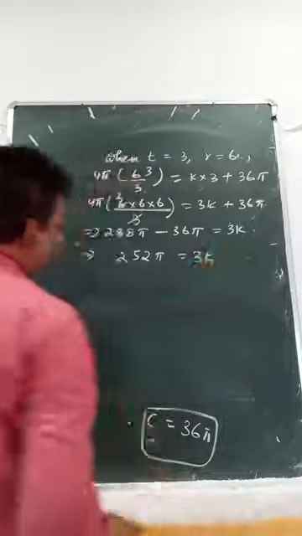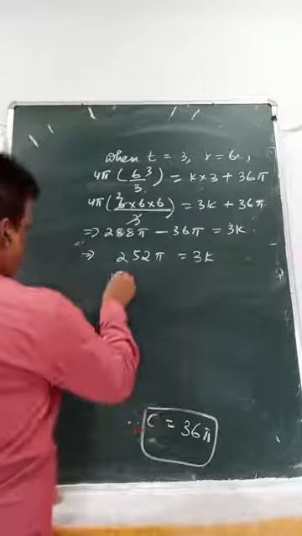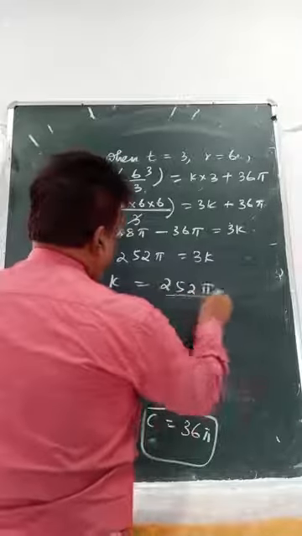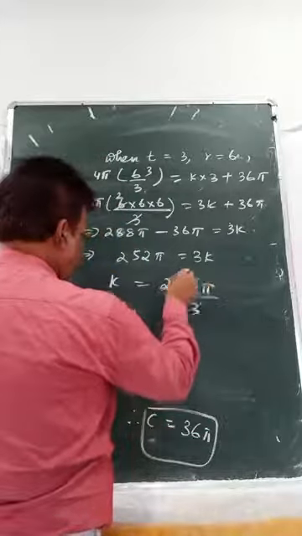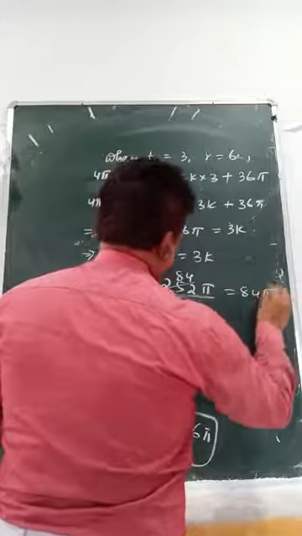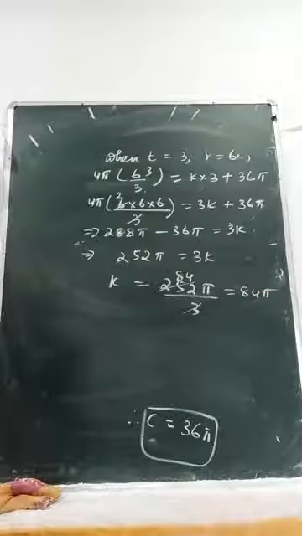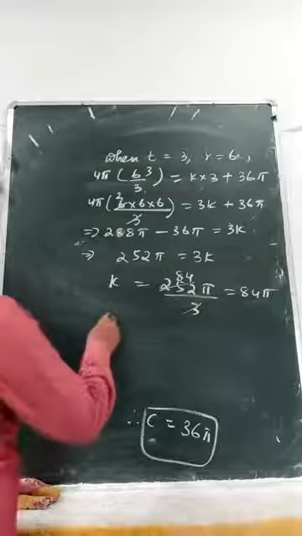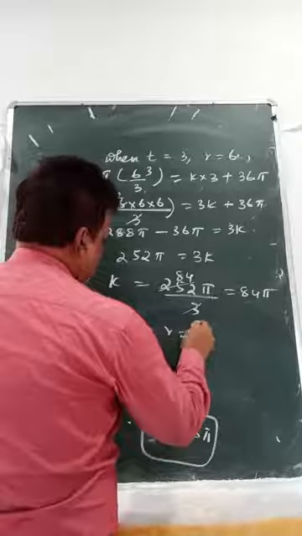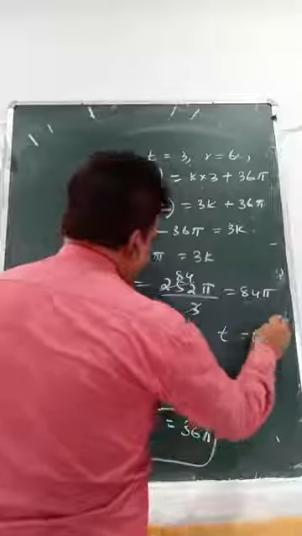3k. So k equals 252 pi by 3, which is 84 pi. Got everything? Now what is r? Time will be t.